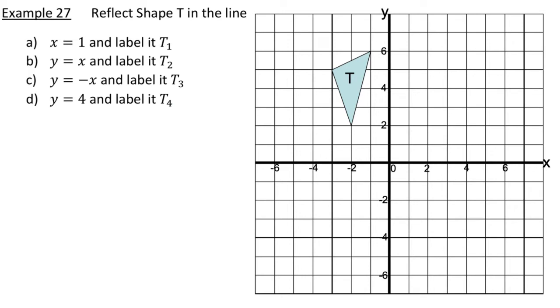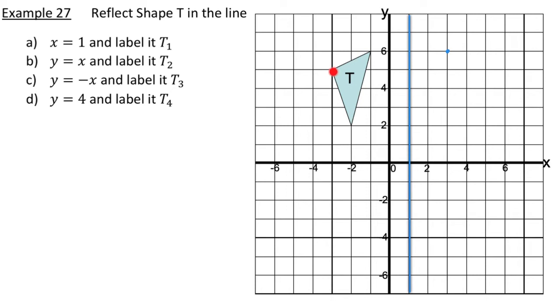Example 27, reflect the shape T in the line x equals 1 and label it T1. So x equals 1 is a vertical line passing through the x-axis at 1. And what we need to do then is count the squares from each vertex to the mirror line. So we can see that's 2. So the image is going to be 2 squares on the other side.